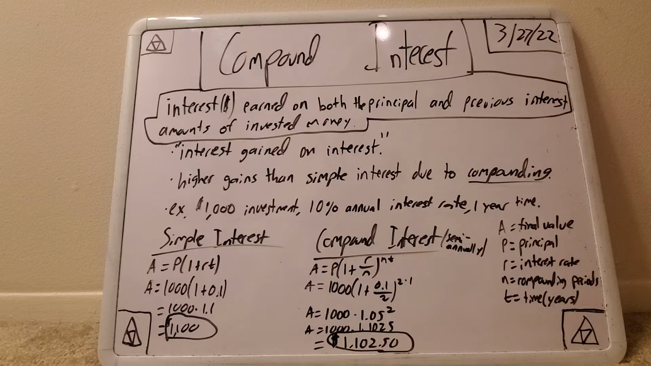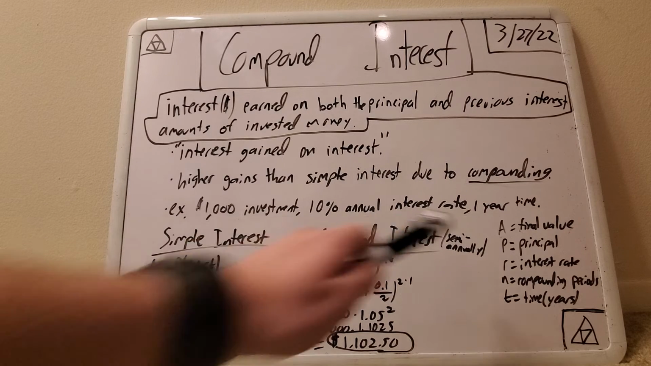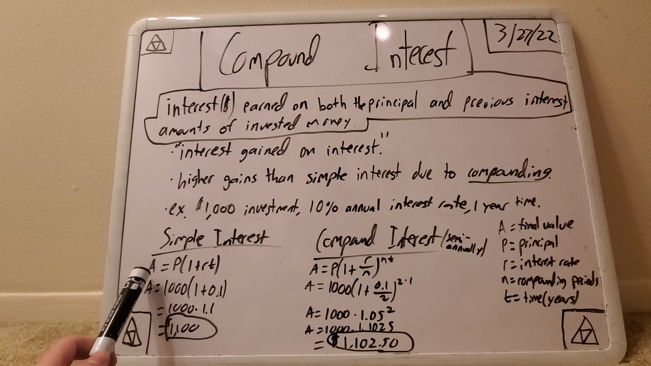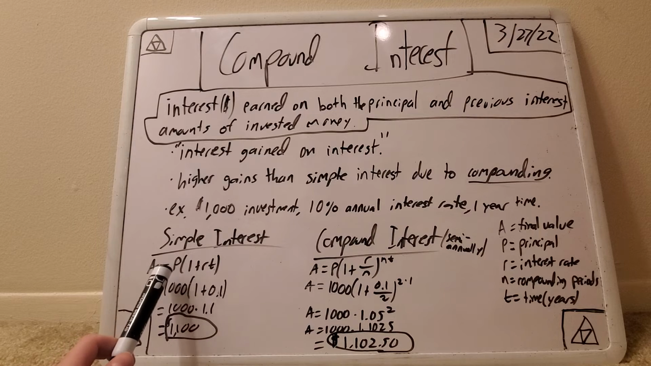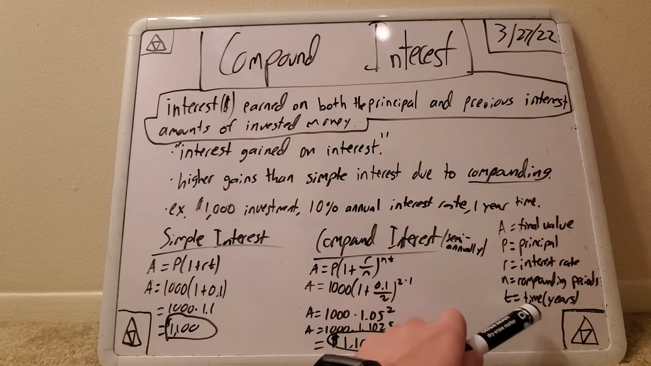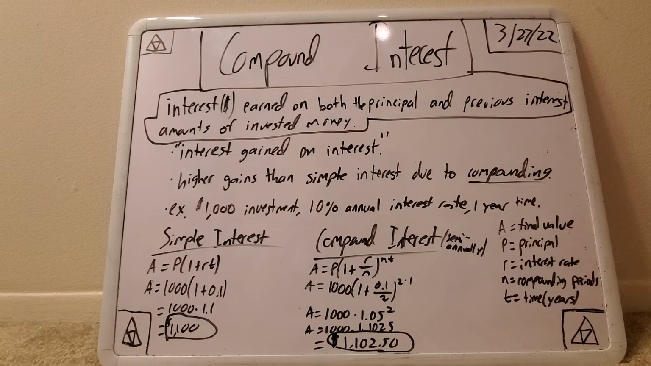So going over simple interest first, we have the equation of A, which is our final value. That's what we're going to be solving for. So we want to know what our final value equals when we input $1,000 of principal, that's the P, and then multiply that by 1 plus RT. RT is the interest rate times time. So R is the interest rate, T is time, and that time period is in years.